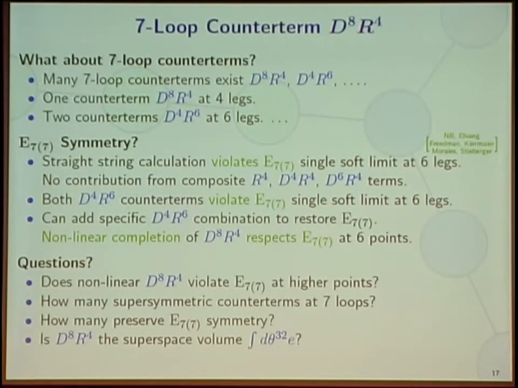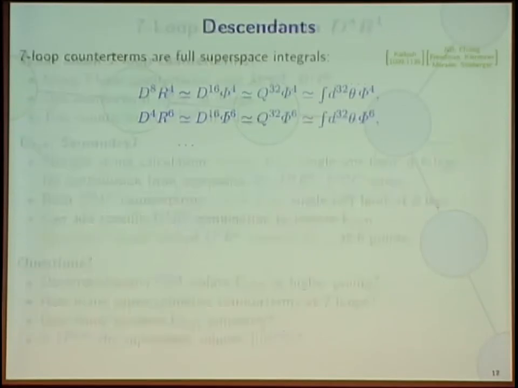But the question is, what about higher points? If you go to higher legs, can you still conserve E7? How many supersymmetric counterterms will there actually be at 7 loops? How many of those preserve the E7 symmetry? And is this one counterterm starting at D8 R4 actually equivalent to the superspace volume? I'll try to answer those few questions.